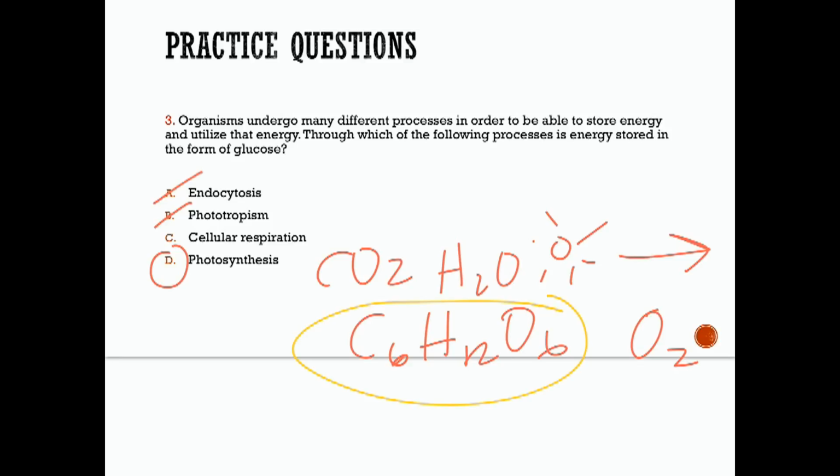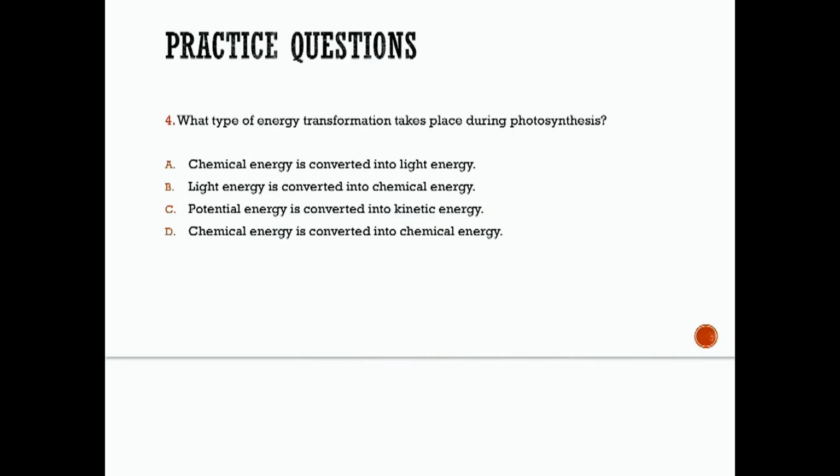So then cellular respiration is going to take that glucose and it's going to produce energy in the form of ATP. Okay, when it's released during cellular respiration. So it's photosynthesis where that energy is actually produced and stored, all right, in the form of glucose.